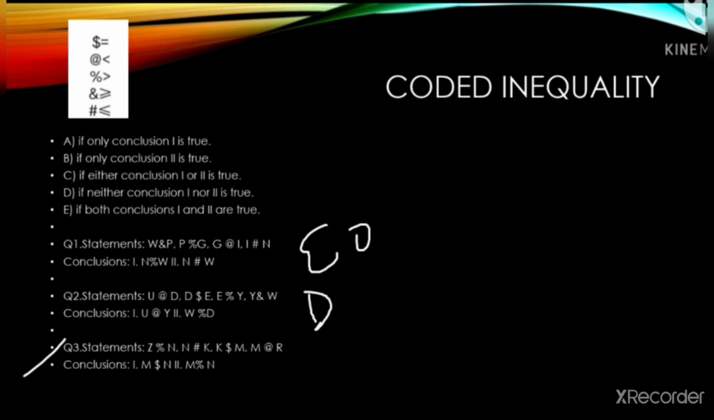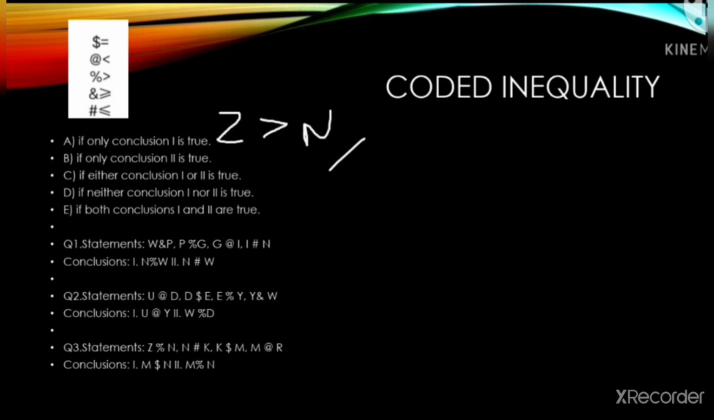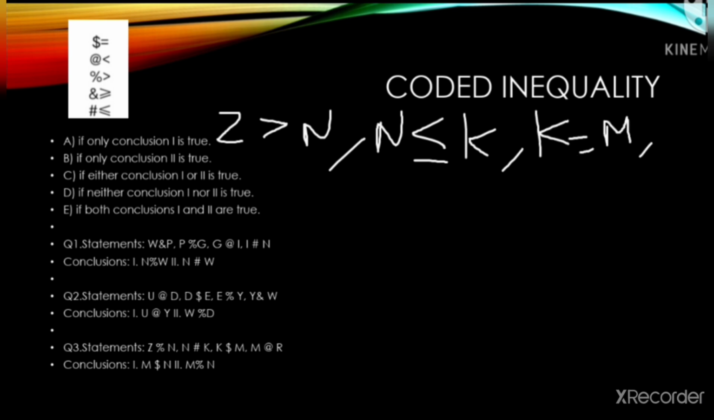Next is the third statement. We need to solve this particular statement in the same manner. See, z percent n means z is greater than n, and n hashtag k means n is greater than or equal to k, and k $m means k is equal to m, and m at the rate r means m is smaller than r. Fine.